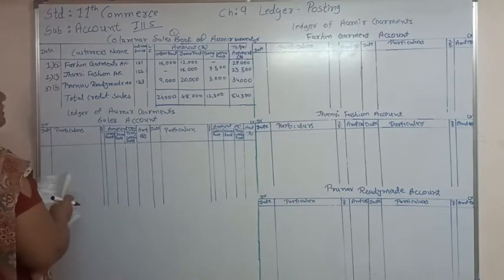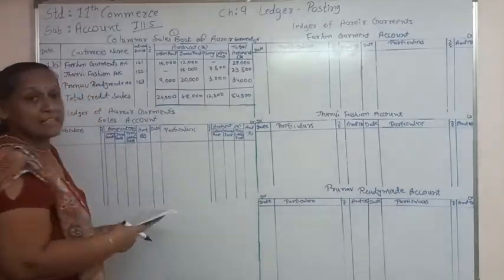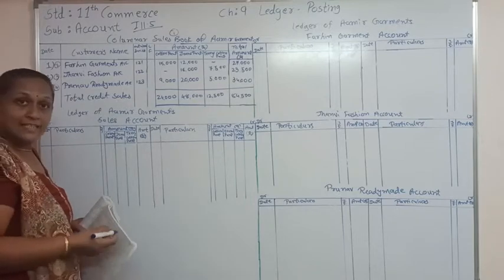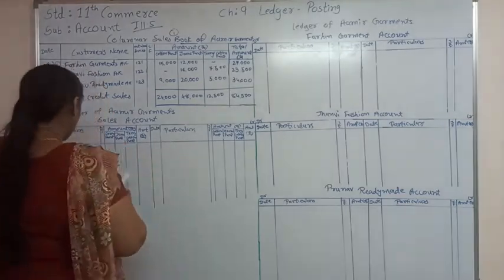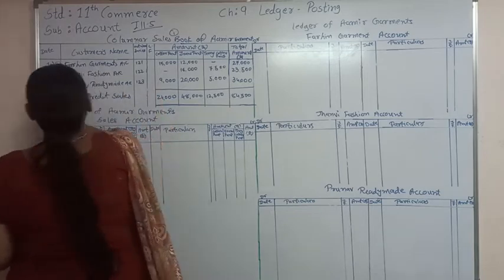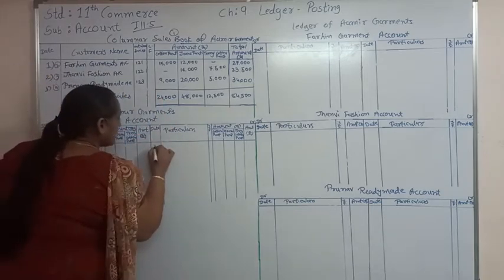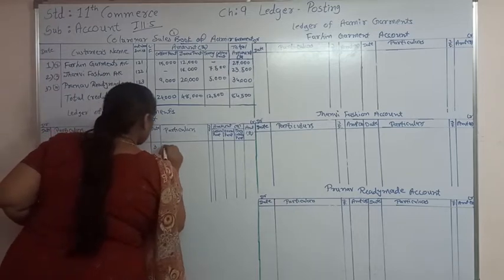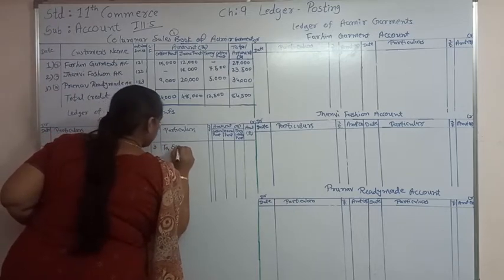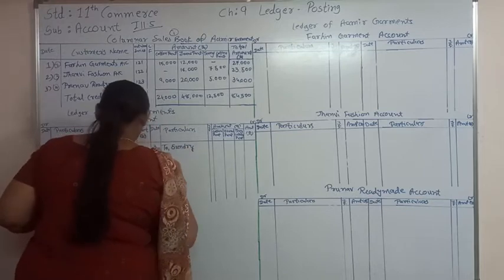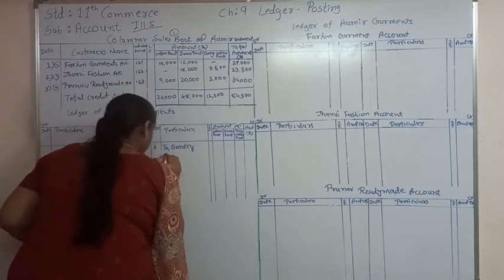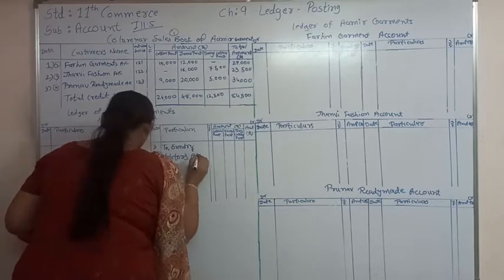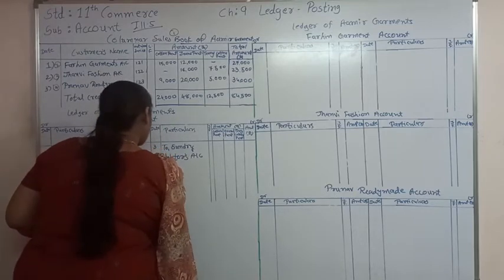So for the sales, the total of the sales, here we are going to credit the sales account. That sales account must be credited. So on the credit side of the sales account we are going to write down, on the last date, on the 3rd, to sundry debtors account. And here as per the sales book.